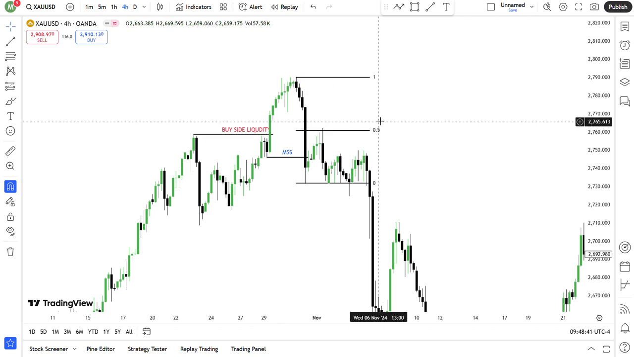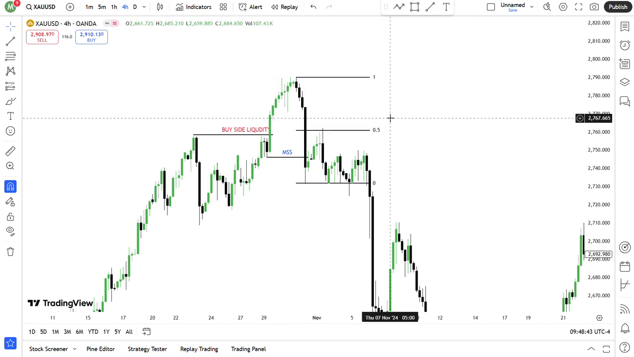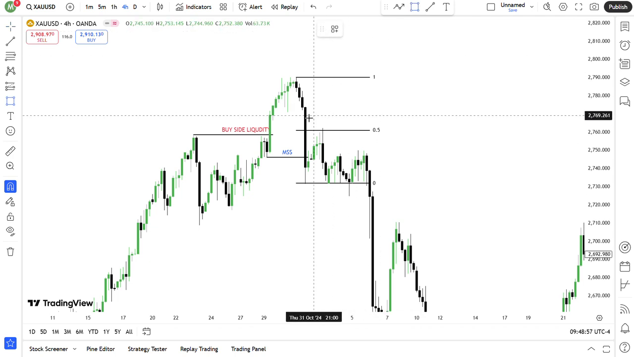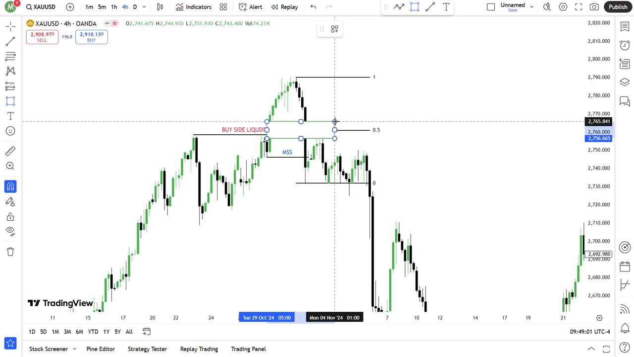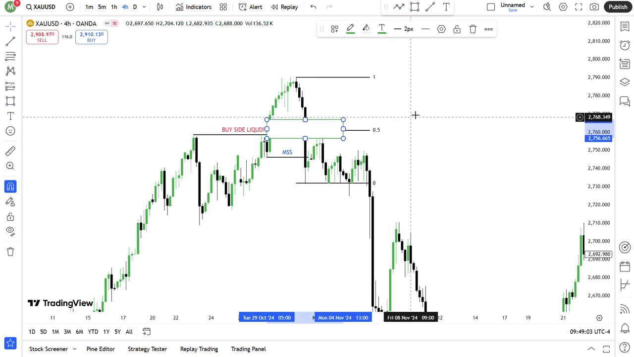And where should we take our entry? Now I will give you a glimpse. I will explain the basic and foundation concepts. After concluding the foundation concepts, we are going to enter into the PD array. I think most of you know about fair value gap. Now I am going to give the introduction about the fair value gap.